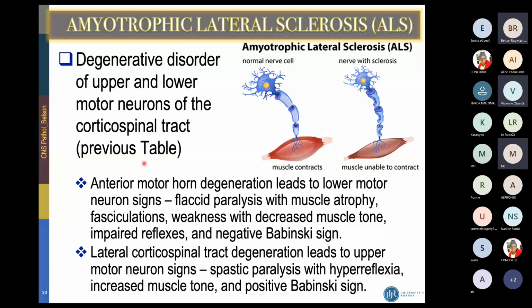So amyotrophic lateral sclerosis is a degenerative disorder of the upper and lower motor neurons of the corticospinal tract. Coming here on this diagram, this is a normal nerve. In a nerve, we have a neuron with its axon and the dendrites here, and then around the axons, we have this myelin sheath composed of the oligodendrocytes.